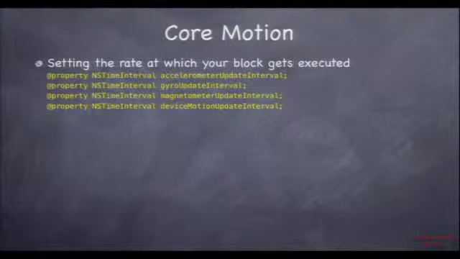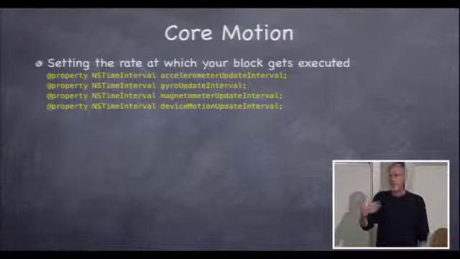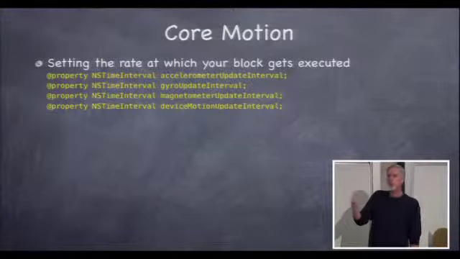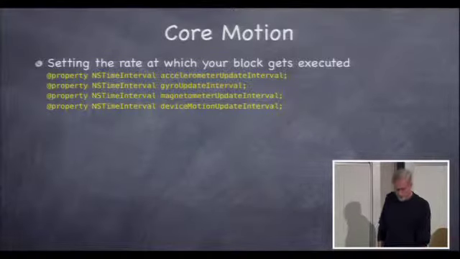You can obviously specify the interval at which your handler, your block, is going to get called. This is in number of seconds, so if you wanted 50 hertz, this might be 0.02 seconds. Again, you don't want to do something too expensive in that block, especially if you have a high data rate, same reason that we have with the timer.